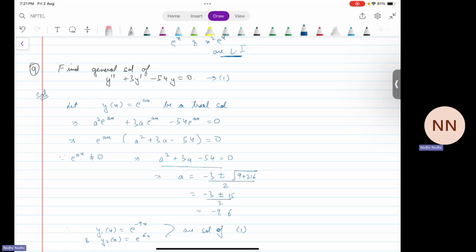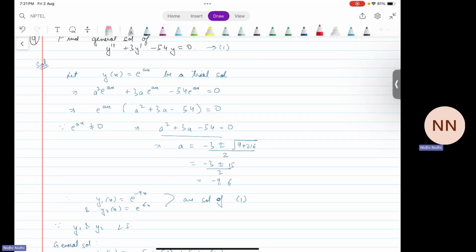Such problems are solved using a trial function, and this quadratic equation is called the auxiliary equation. So from next time, we won't be starting with the function y(x) equals e to the power ax, because eventually we will end up with the same kind of scenario.